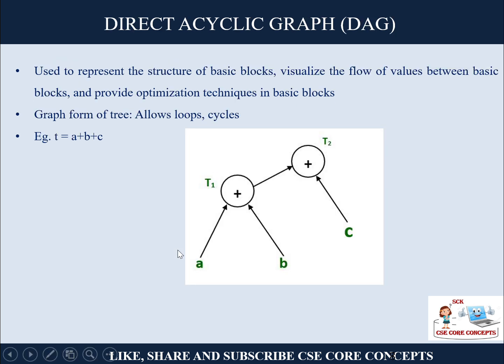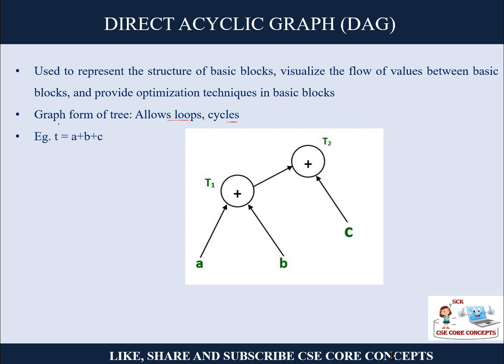Now DAG is something like the tree only, but it is the graph version of the tree. So what are the beauties of the graph as compared to tree? That in a graph you can have loops, you can have cycles, right? And it is a directed acyclic graph, so you can write it. It is used to visualize and control the basic blocks, to visualize the flow.